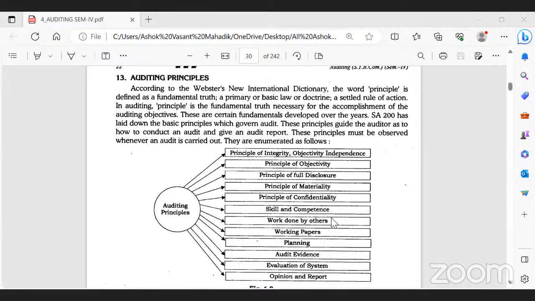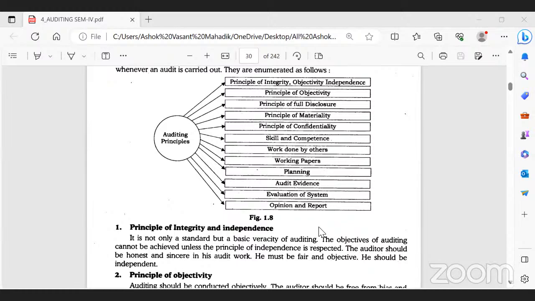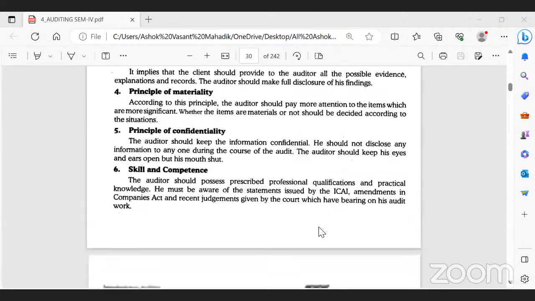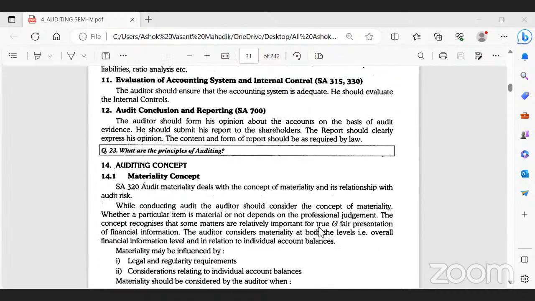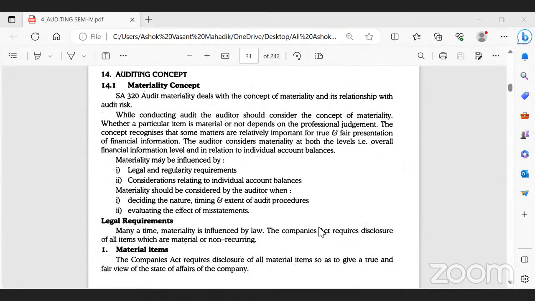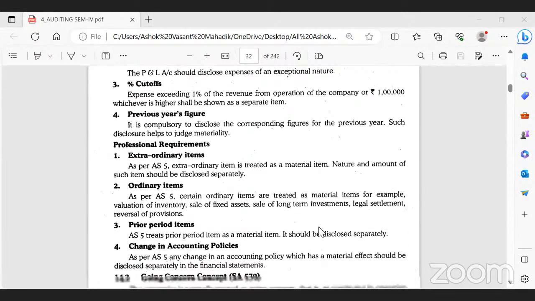The auditor should plan his work properly. The auditor should collect all the audit evidence during the process of audit work. First of all, while starting with the work, he should evaluate the system of accounting which the company is following. He is expected to give his expert opinion and report. This is an important question. Materiality I just discussed. Materiality means the important material matter should be disclosed separately. It should not be mixed with other items.